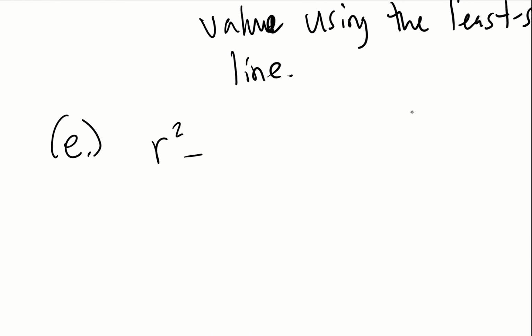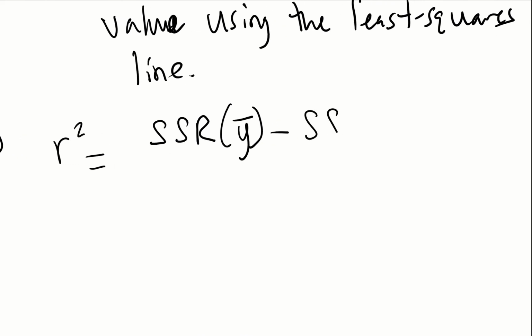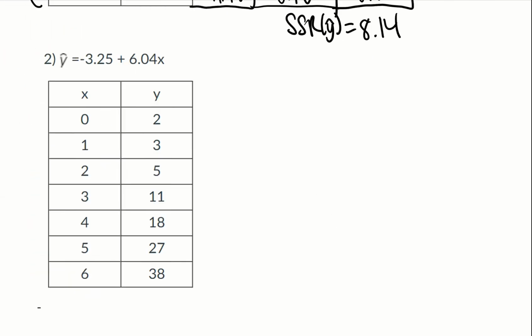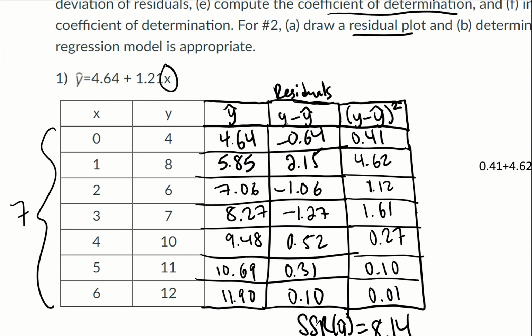So to get r squared, we need to know the sum of the squared residuals for y bar, not y hat, for y bar, minus the sum of the squared residuals for y hat. We found that. We know what that number is. We found that earlier. Divided by the sum of the squares of residuals for y bar. So basically we need to figure out this SSR for y bar. Once we know that, we can figure out r squared. So we're going to need to extend the table so that we can accommodate that.